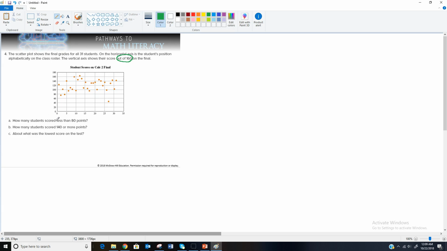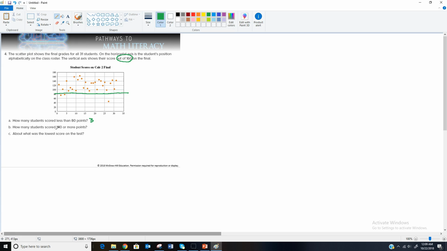So anyway, how many students scored less than 80 points? So we're going to look at how many students are below this line, because anybody above that line scored better than 80. So how many students scored less than 80 points? Looks like there's 1, 2, 3 students that scored below 80 points.